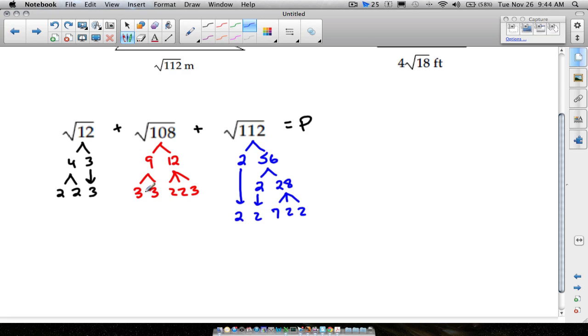So therefore, what do we have here? Let's pull out some pairs. A pair of 2's is what we can pull out of this square root of 12. So we have 2 square root of 3. I'm putting that 3 back inside of the house.